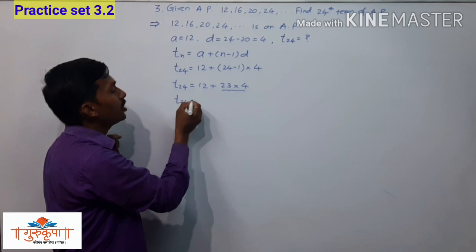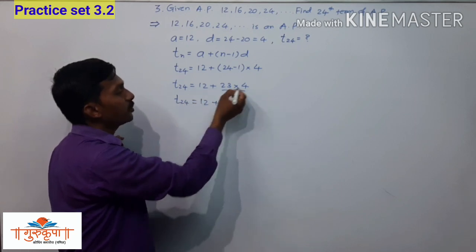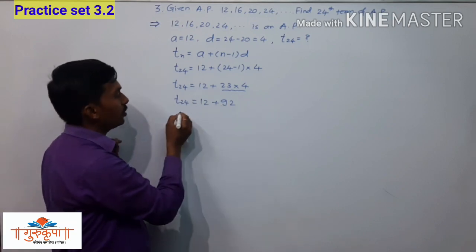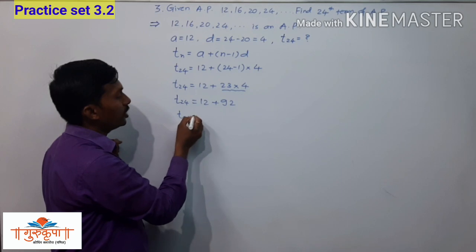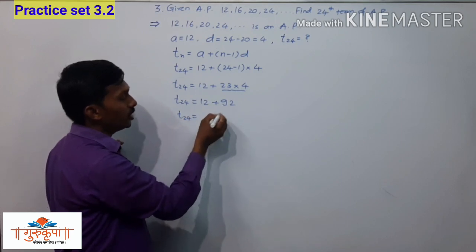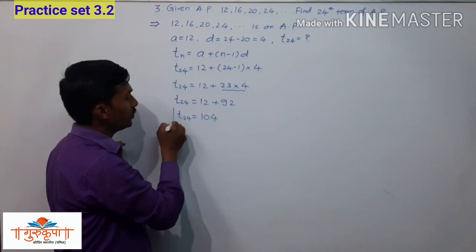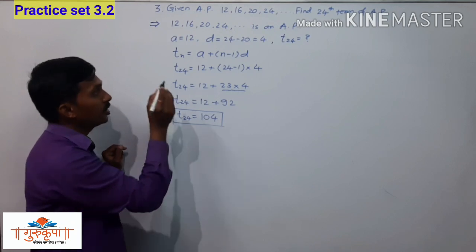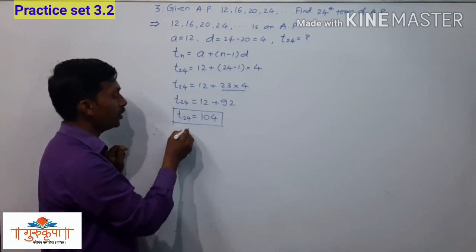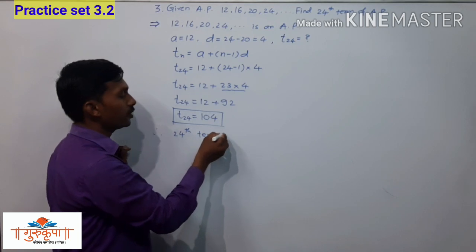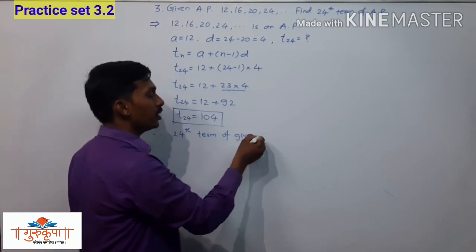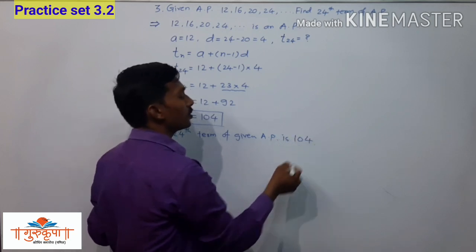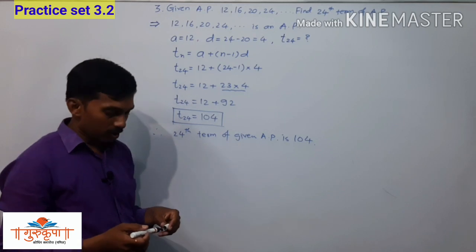T24 is equal to 12, which remains as it is, and 23 fours are 92. Now 92 plus 12: 2 plus 2 is 4, and 9 plus 1 is 10, so T24 is 104. Now we have to write the final answer in words. Therefore, the 24th term of the given AP, that is arithmetic progression, is 104. So this is all about the third example.